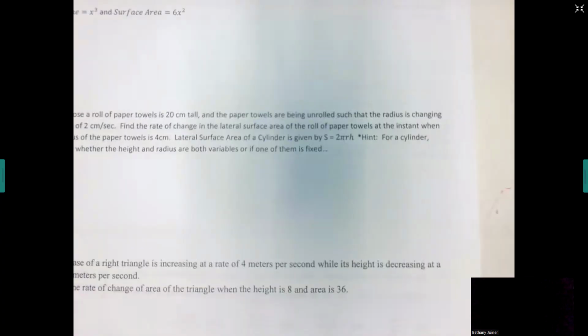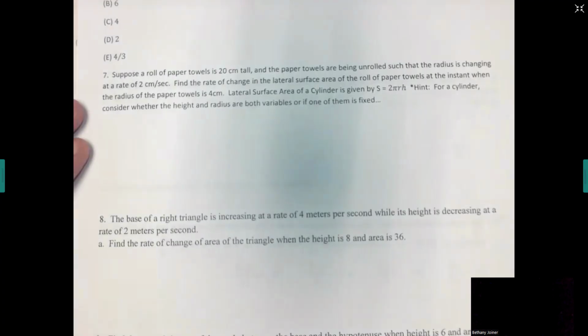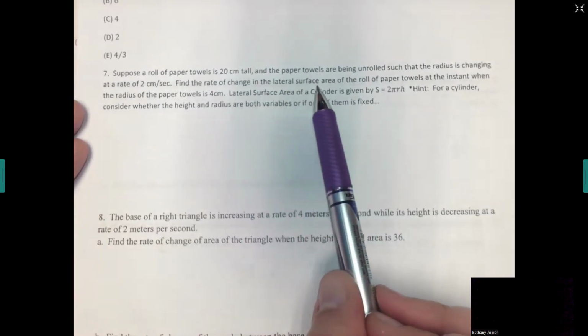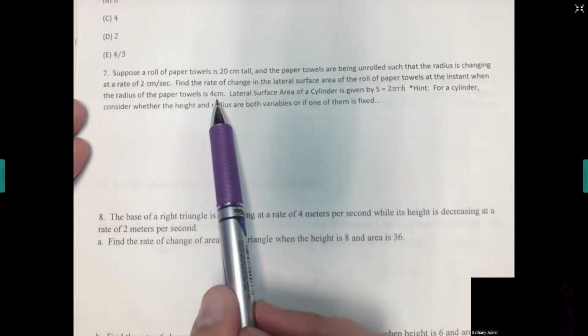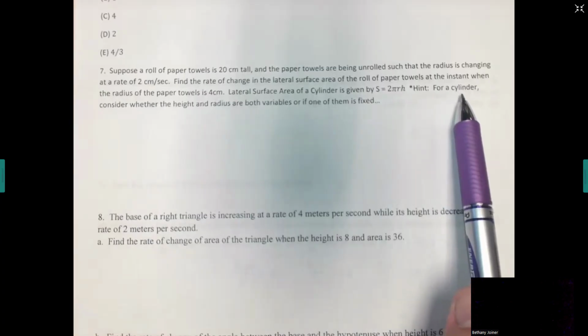The paper towels. Okay, so it says, suppose a roll of paper towels is 20 centimeters tall, and the paper towels are being unrolled so that the radius is changing at a rate of 2 centimeters per second. Find the rate of change in lateral surface area of the roll of paper towels at the instant when the radius is 4. Then they give you the equation and this little hint that we'll talk about later.